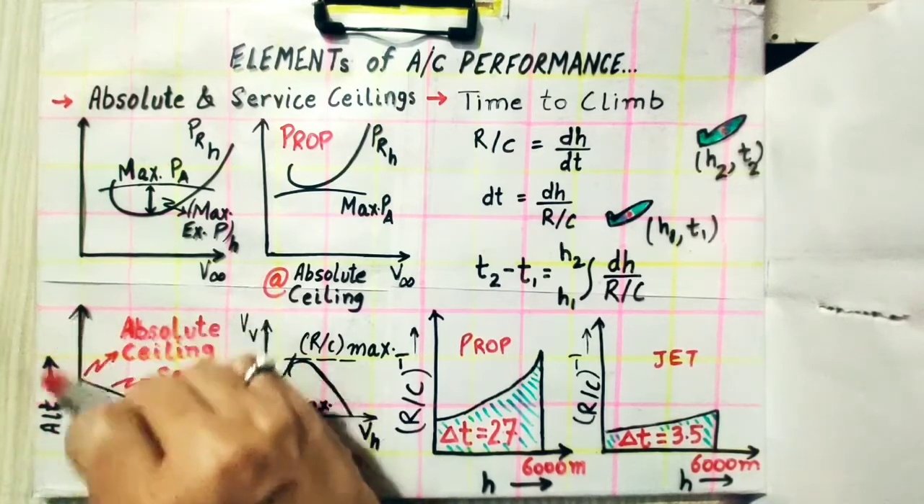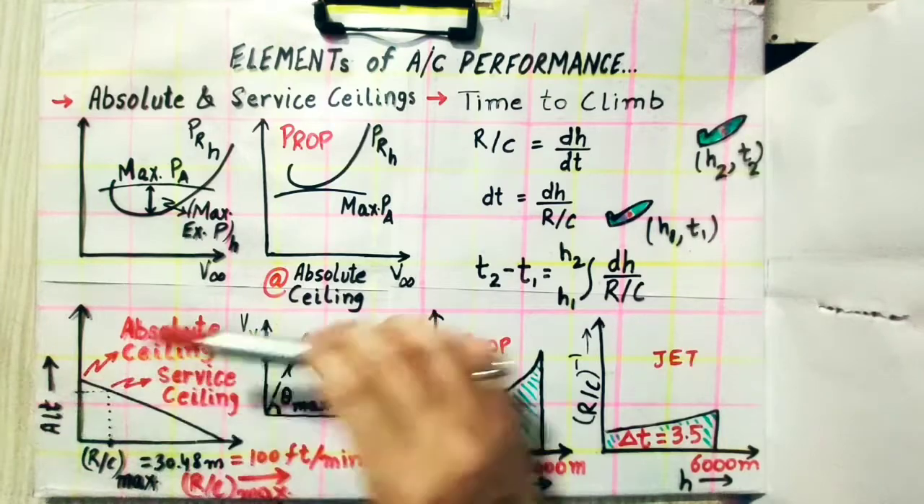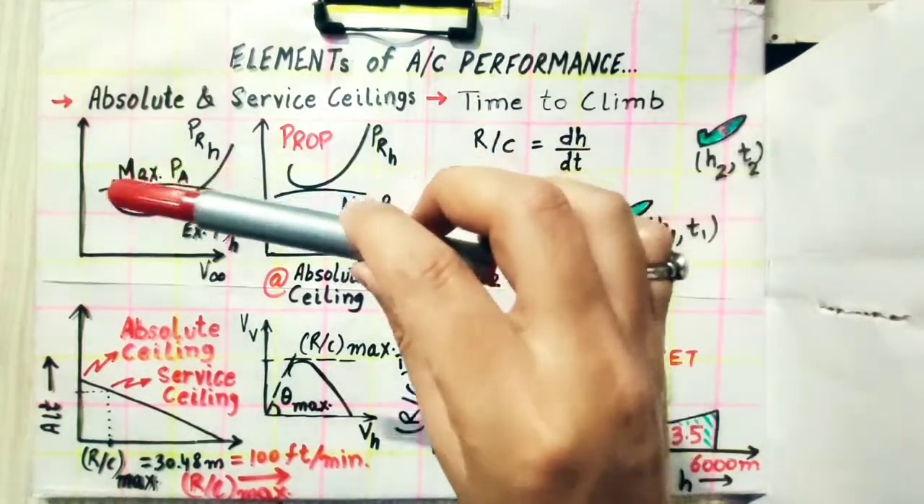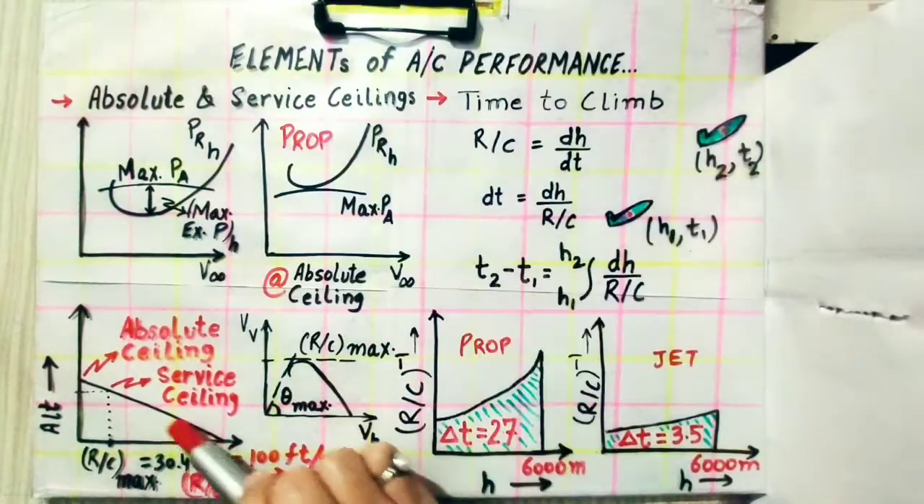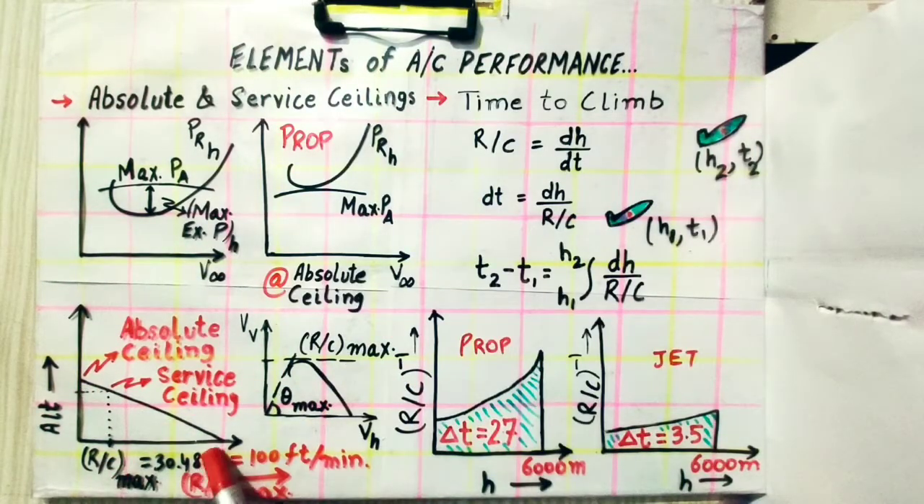If we see from this graph, the maximum rate of climb is on the x-axis and it varies with altitude, decreasing as the height increases. The maximum rate of climb at which it can go from one height to another will decrease. At sea level, that is at height equal to 0, the rate of climb is maximum. As the aircraft goes up, the maximum rate of climb decreases.